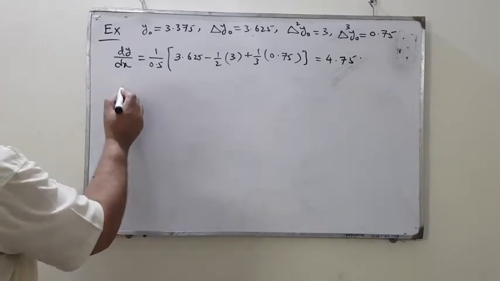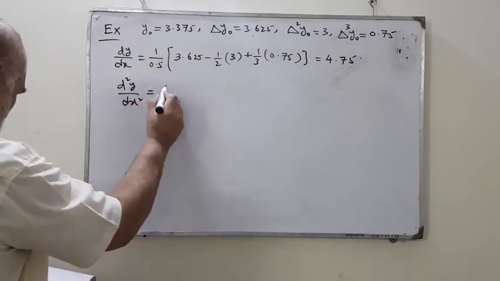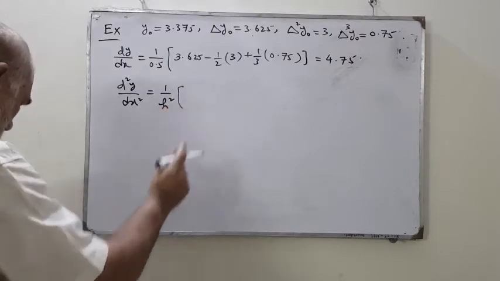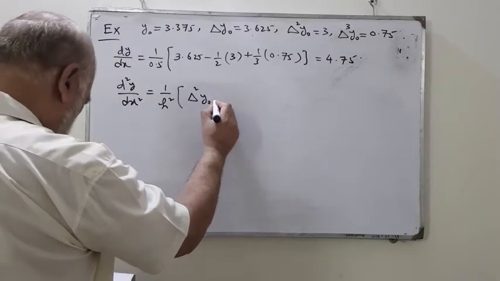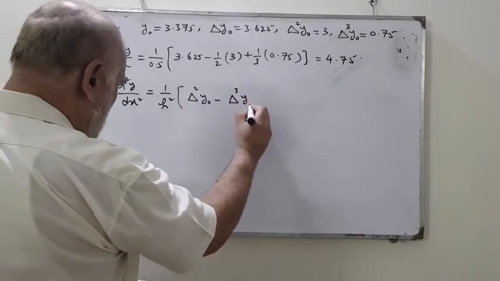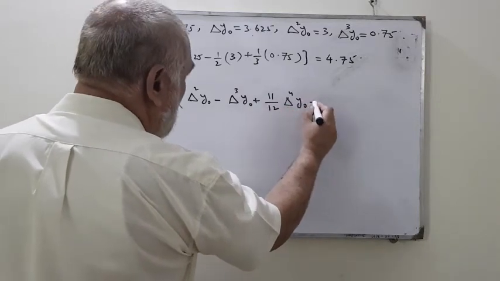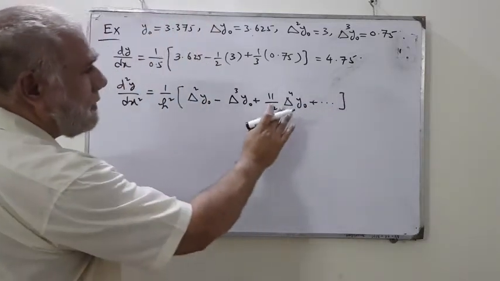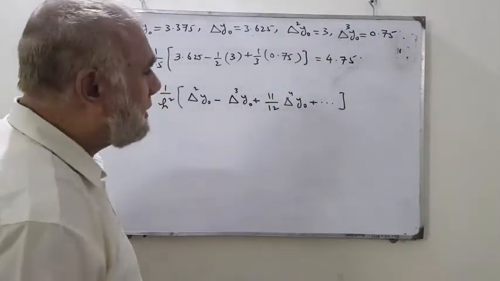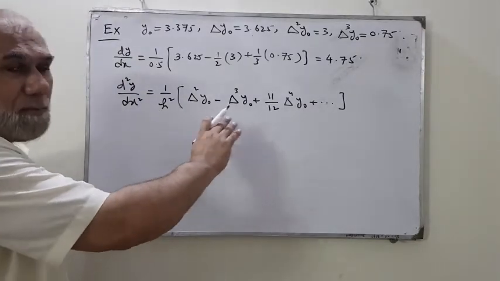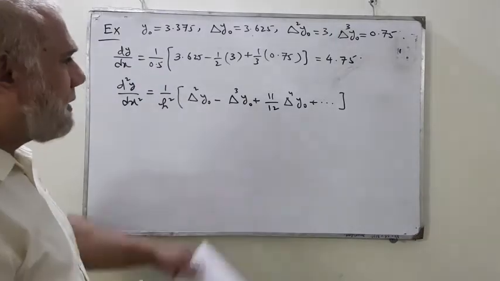The formula for the second order derivative is d2y over dx square is equal to 1 over h square, inside there will be delta 2y0 minus delta 3y0 plus 11 by 12 delta 4y0, and many more terms can be there, but we restrict ourselves up to this level because we can go up to the third order in this case particularly. So this is the second order derivative formula which we have derived, and there we have put p equals to 0, so we obtain this result.